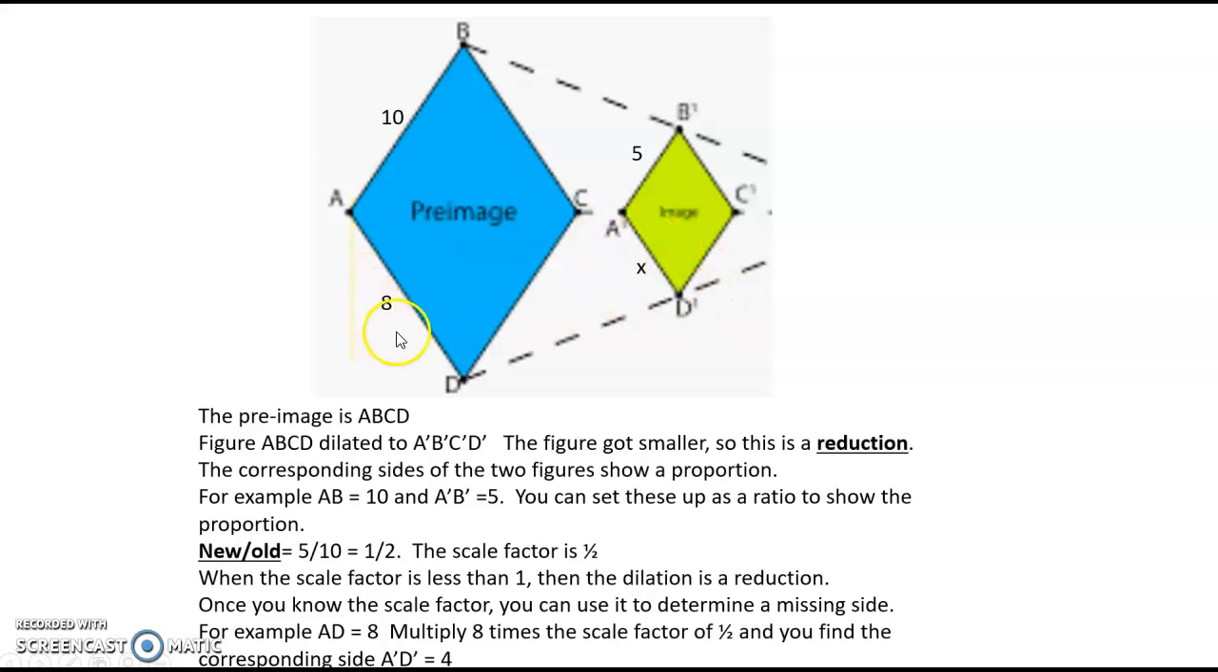To go from 8, what do I have to multiply it by to get to X? I have to multiply it by 1/2 to get X. So 8 times 1/2 is 4. So we would know that X would equal 4, or the line segment AD would equal 4.